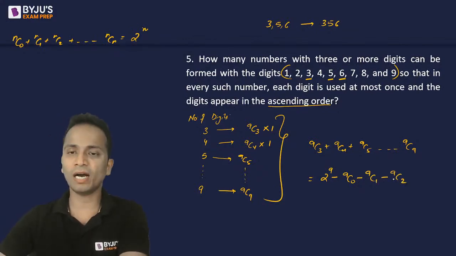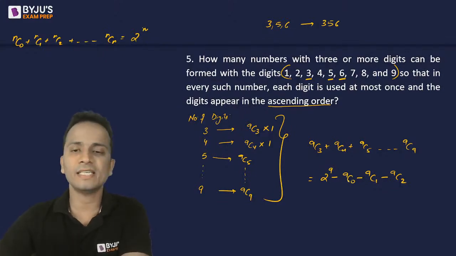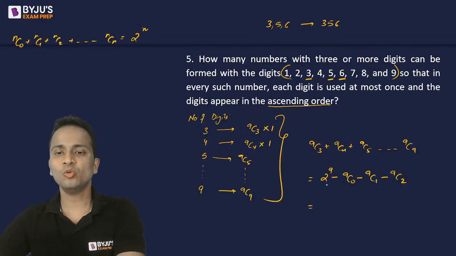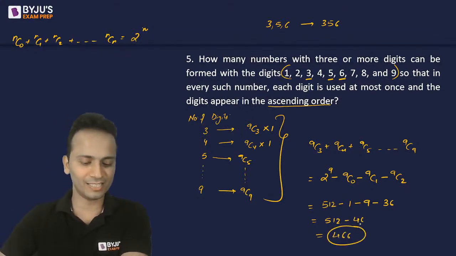I hope all of you will agree with me, right? If you agree with me, please write yes in the chat box. So 2 raised to the power 9 is 512, minus 1, minus 9, minus 8 into 9, 72 upon 2, 36. So 512 minus 46, that is 466, will be the correct answer.